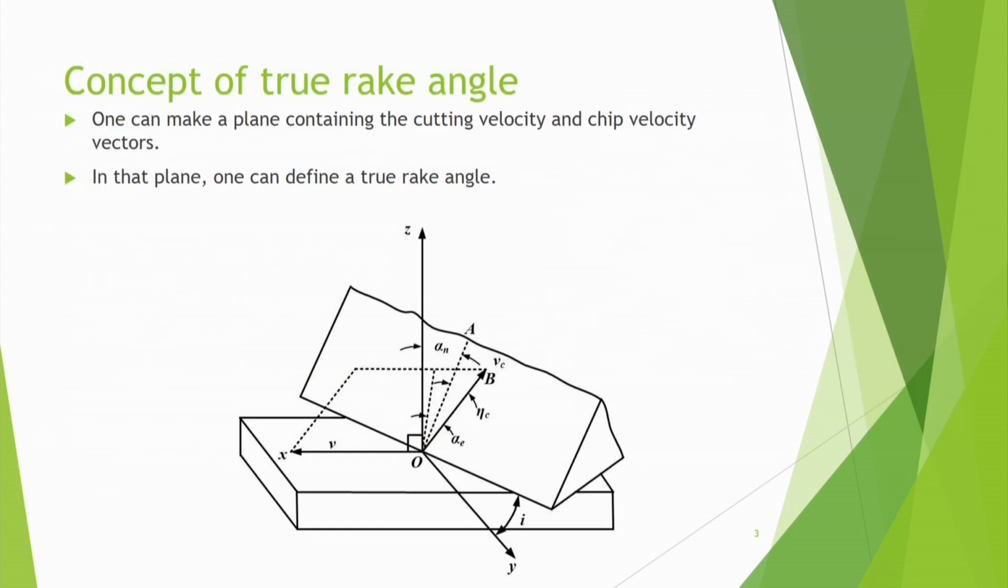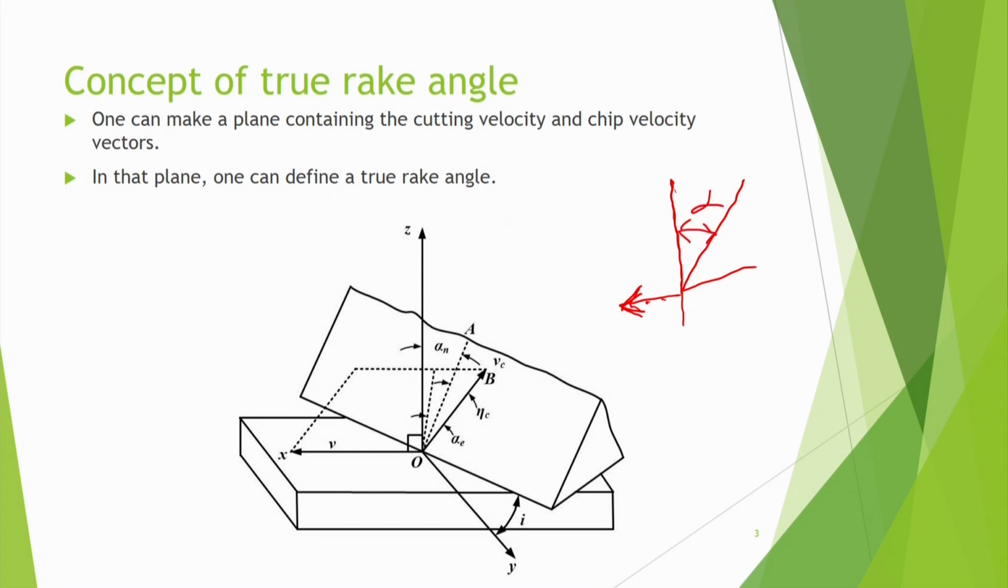Before moving further, let me explain some concepts of the rake angles. You see the rake face is inclined like this, and in orthogonal cutting there is a rake face and a reference plane. That plane makes an angle of 90 degrees from the cutting velocity, that means the normal to the reference plane is nothing but the cutting velocity vector, and the rake face makes an angle alpha from here.